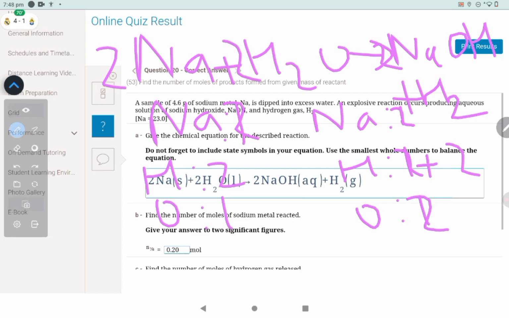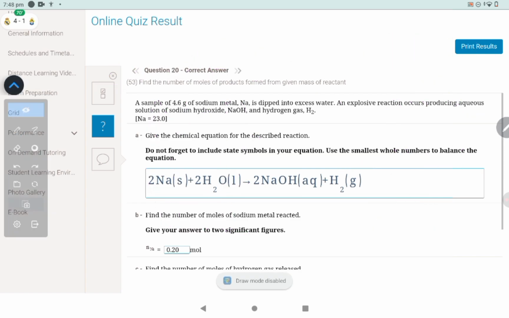So that way we have 2 over here. So it's going to be 4 H and O is going to be 2. Okay, yeah, it's balanced. 2Na plus 2H2O gives us 2NaOH plus H2. And don't forget to add the state symbols. Yes, we get that as shown on the screen.